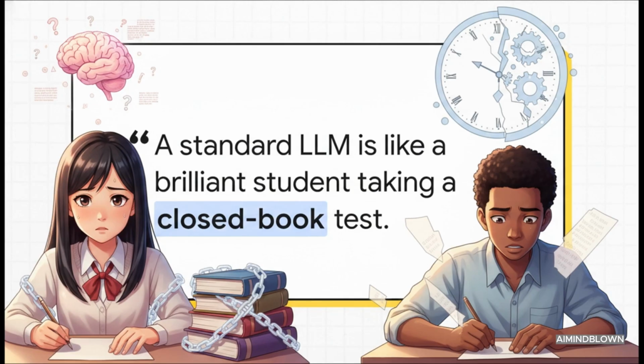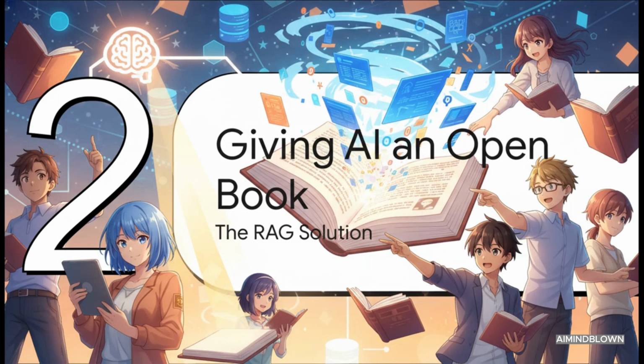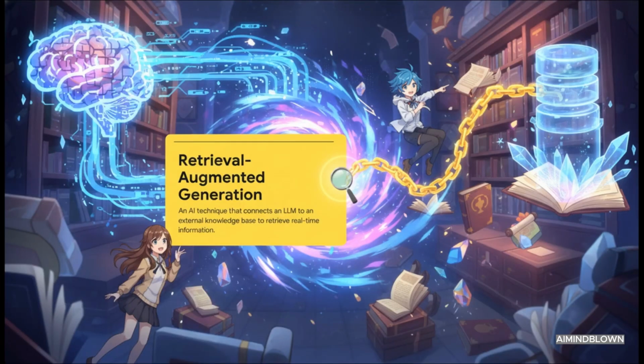And that is exactly where this really clever idea called Retrieval-Augmented Generation comes in to fix that whole closed book test problem. RAG completely flips the script. Instead of forcing the AI to just use its memory, RAG connects it to an external library of information. It essentially turns that closed book test into an open book one, letting the AI look up the facts from a trusted source before it even starts to write an answer.